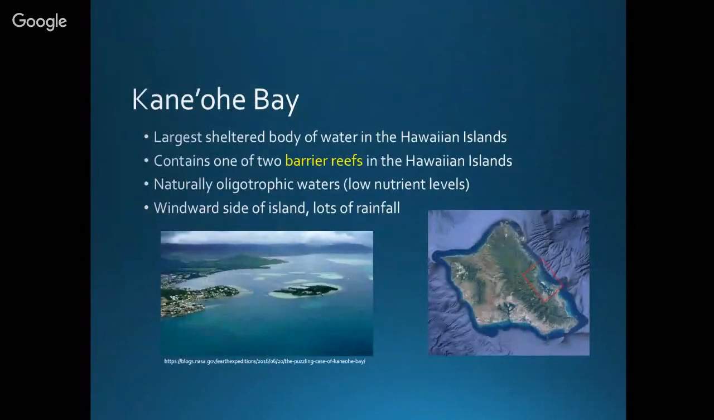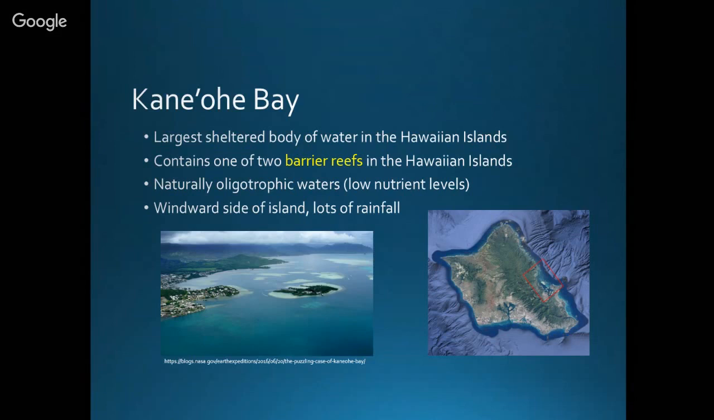So Trista and I are part of the same research group. I know she touched on a little bit of this, but Kaneohe Bay is the largest sheltered body of water in the Hawaiian Islands, and it contains one of two barrier reefs in the Hawaiian Islands, with the other barrier reef on Molokai. Basically a barrier reef will surround a bay or lagoon type enclosed body of water, absorb a lot of wave energy, and allow a lot of biodiversity.